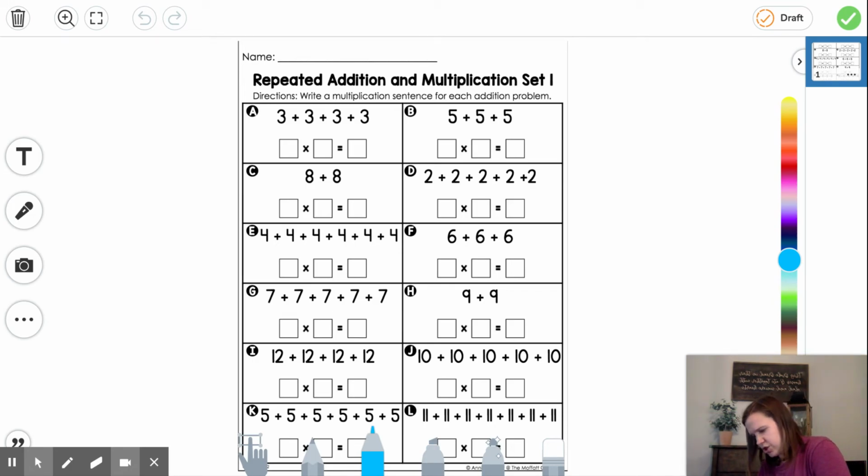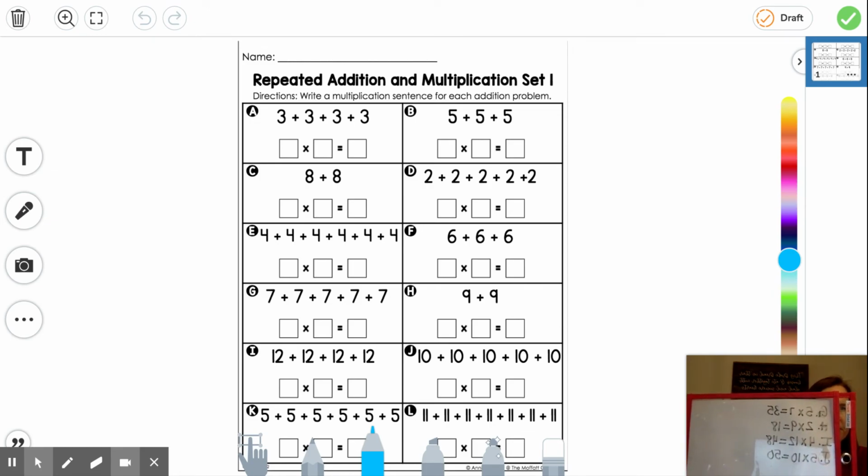All right, let's look at J. Ooh, I like tens. So we have 1, 2, 3, 4, 5 groups of 10. And I'm going to just hold up 5 and count it up by 10 because I know how to skip count by 10. 10, 20, 30, 40, 50. The product is 50. So 5 multiplied by 10 equals 50.